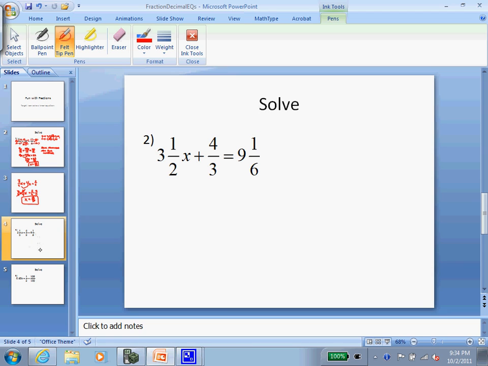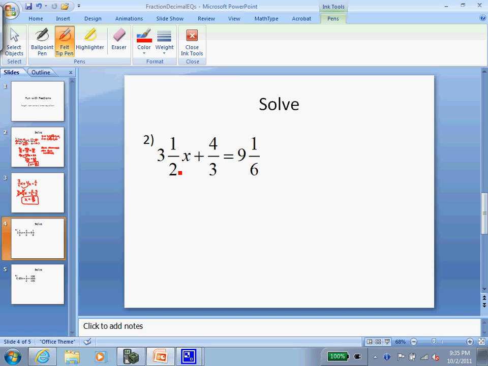So here's our next one. We have 3 1/2 x plus 4/3 equals 9 1/6. Notice we have mixed numbers here. And when we have mixed numbers, it's often a lot easier if we change them into fractions to work with them. I've added another video in my favorites you can use to review changing mixed numbers into fractions if you would like.